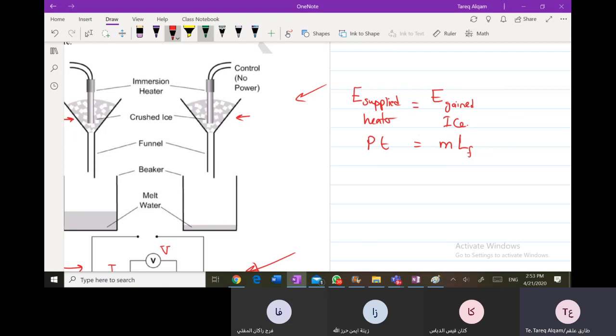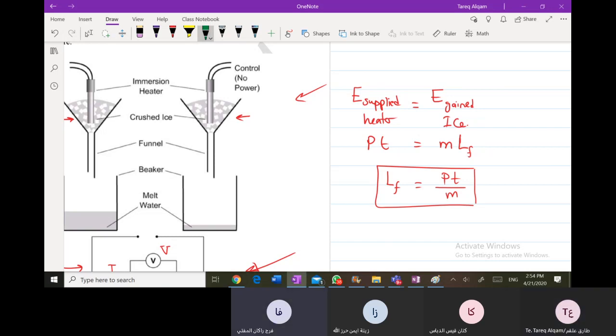Guys, what are the readings that must be taken here? What do I have to read in order to measure the specific latent heat? Rahel, from the formula, can you tell us what are the quantities that will be measured in order to find the specific latent heat of fusion? Farah, are you with us? According to this formula, what are the measurements that must be taken? The mass. Mass, excellent. And time, using the stopwatch. Yeah, exactly.